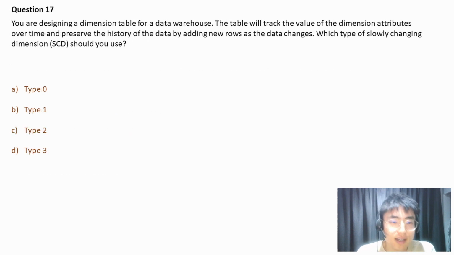Question 17. You are designing a dimension table for a data warehouse. The table will track the value of the dimension attributes over time and preserve the history of the data by adding new rows as the data changes. Which type of slowly changing dimension should you use? So this question is about understanding SCD types. I think you all must be experts by now. So the question says the history is preserved by adding new rows as the data changes. And there's only one type of SCD that adds new rows, and that is type 2. So the correct answer here is C.